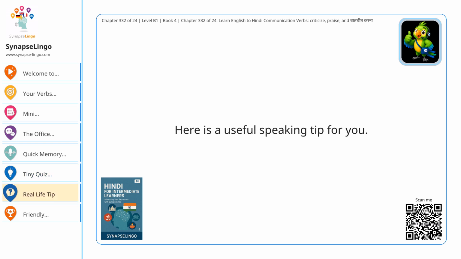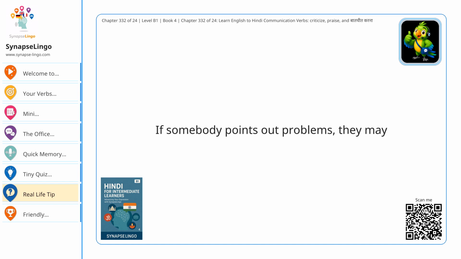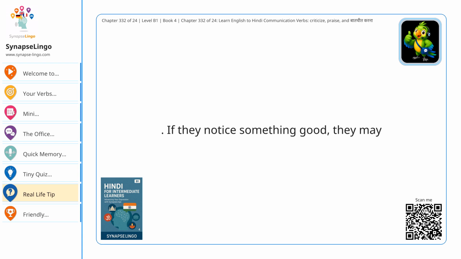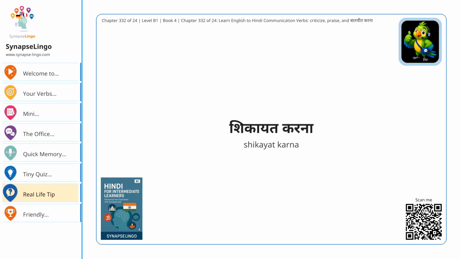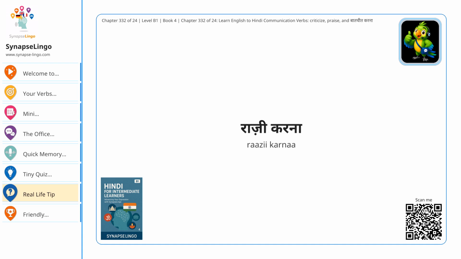Real life tip. Here is a useful speaking tip for you. These verbs are powerful because they appear in work, family, friendship, and travel situations. If somebody points out problems, they may आलोचना करना. If they notice something good, they may प्रशंसा करना. If service is bad, you may need to शिकायत करना. If you make a mistake, it helps to माफी मांगना. In a discussion, you may सहमत होना, or अस्वीकार करना. If you want someone to change their mind, you try to राजी करना. And if both sides want a deal, they बातचीत करना.